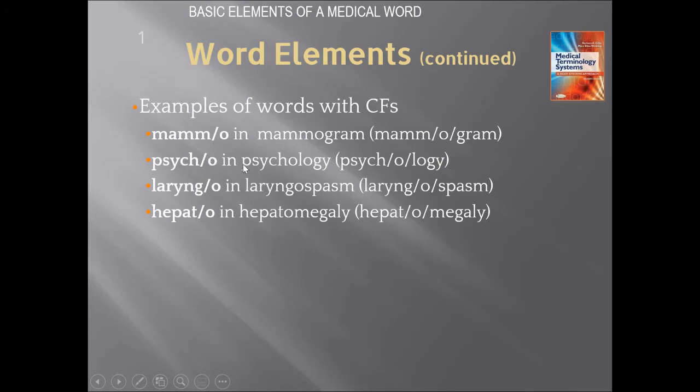Psycho and psychology. You didn't think that was a real word, but there you go. Psycho is actually a word. Logy is study of, and psycho is mind, study of the mind, psychology. Okay? Laryngospasm. Spasm means spasm. Crazy. And that's just the involuntary contraction of a muscle. And it stays. It doesn't let go. That's what a spasm is. And then laryngo, I said, was your voice box, so your larynx. Okay, so it says spasm of the larynx. Hepato and hepatomegaly. So megaly means enlargement. Hepato, I said, was liver. So you have enlargement of the liver.